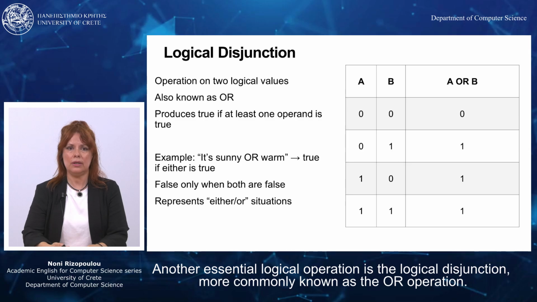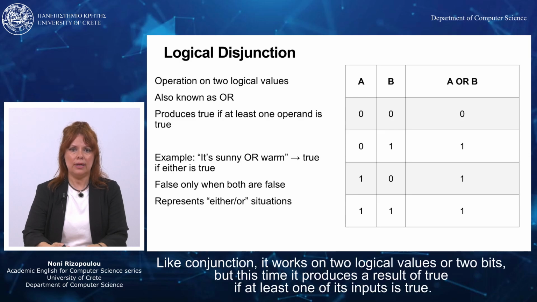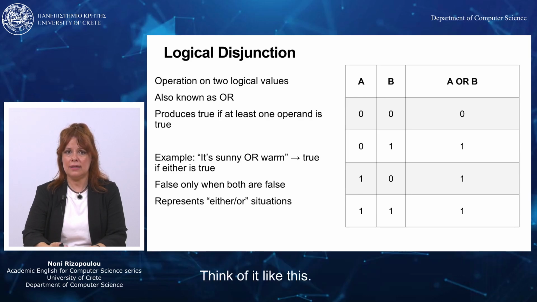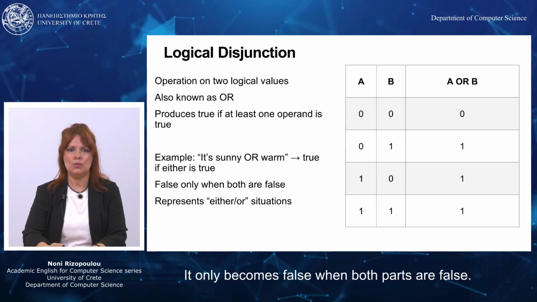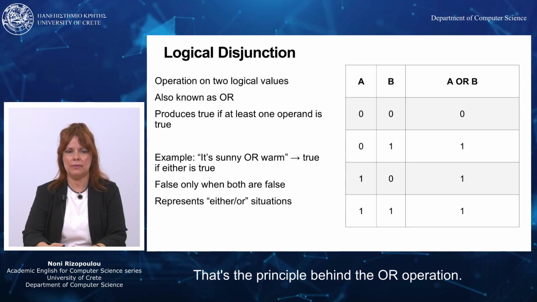Another essential logical operation is the logical disjunction, more commonly known as the OR operation. Like conjunction, it works on two logical values or 2 bits, but this time it produces a result of true if at least one of its inputs is true. Think of it like this. If we say it's sunny or warm, the statement is true if either part is true or even if both are true. It only becomes false when both parts are false. That's the principle behind the OR operation.